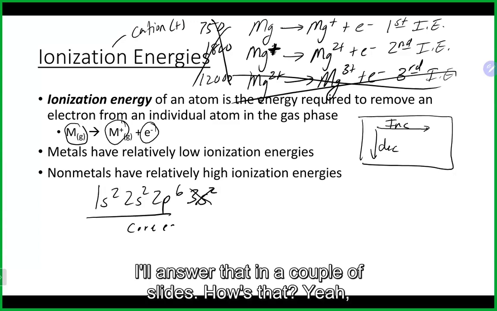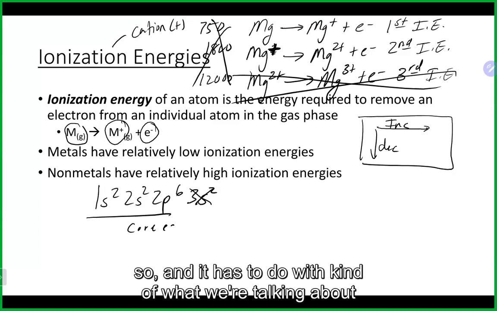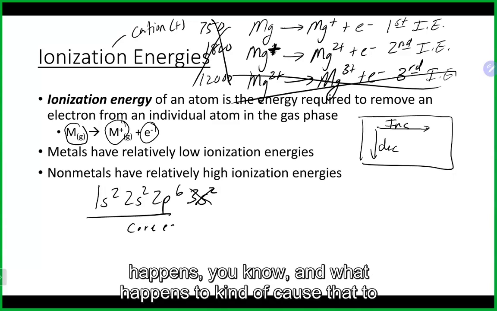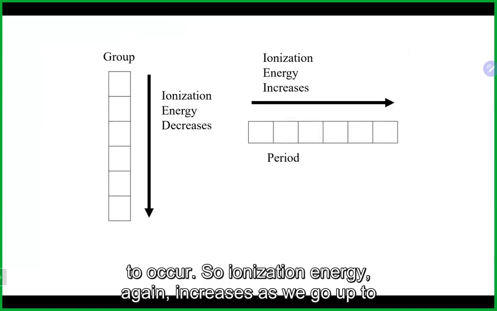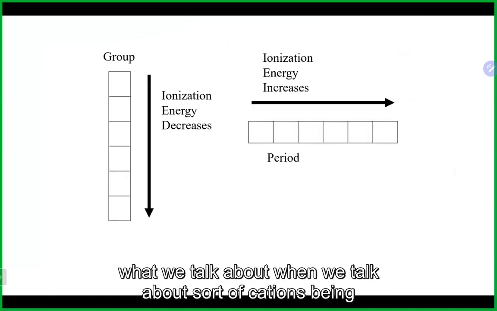I'll answer that in a couple of slides. How's that? All right. And it has to do with kind of what we're talking about here. And so at the end, we'll talk about really why that happens, and what happens to cause that to occur. So ionization energy, again, increases as we go up to the right on the periodic table, down to the left. And again, that is what we talk about when we talk about cations being formed.